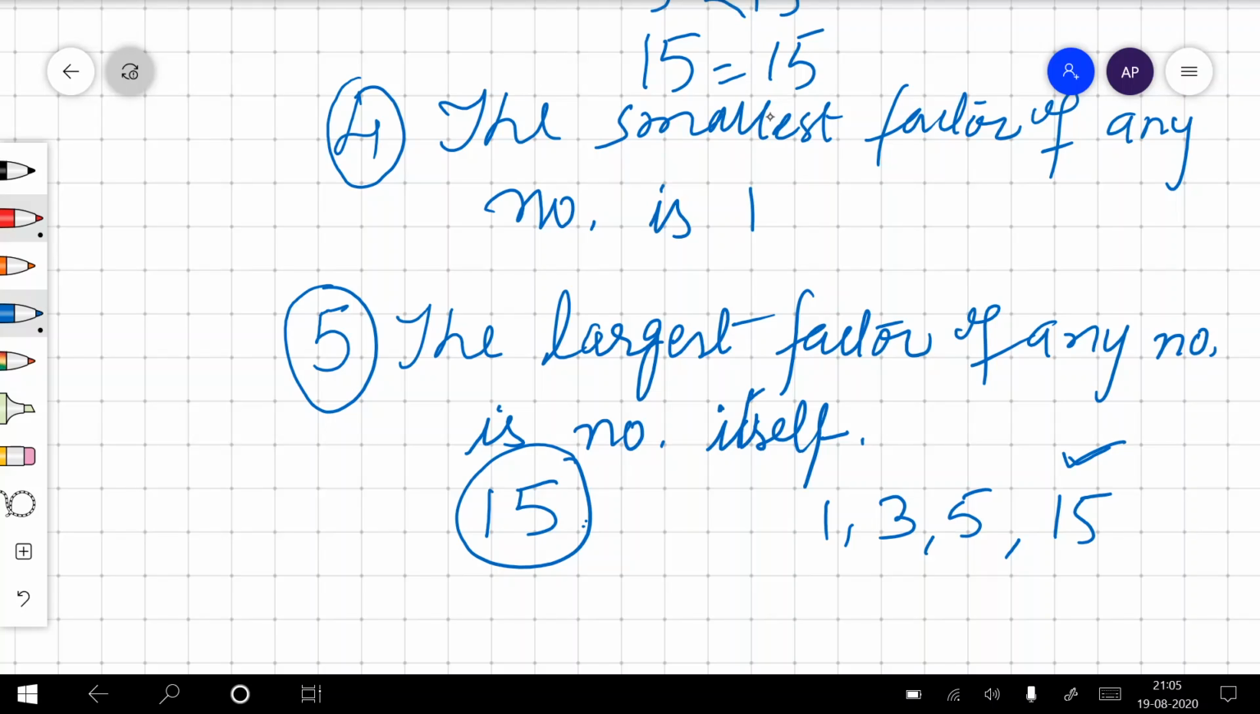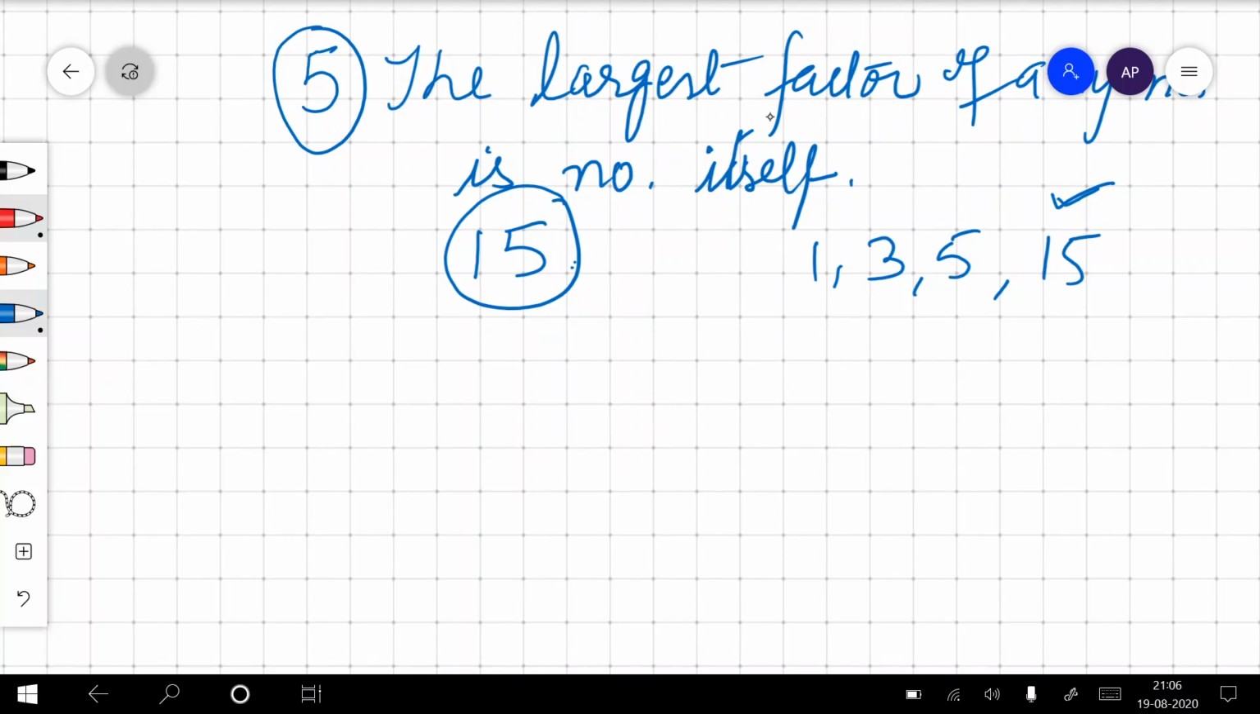Okay. Like 15, what is the largest factor of 15? After 15, no number will be a factor of this. So if I ask you what is the largest factor of 15, then 15. What is the largest factor of 9? 9. What is the smallest factor of 9? 1. Because I said, the smallest factor of any number is 1, and 1 is a factor of every number. So this is the fifth property of the number.